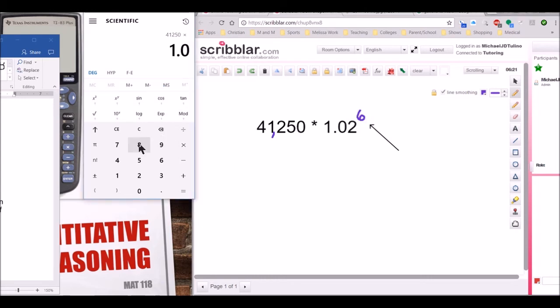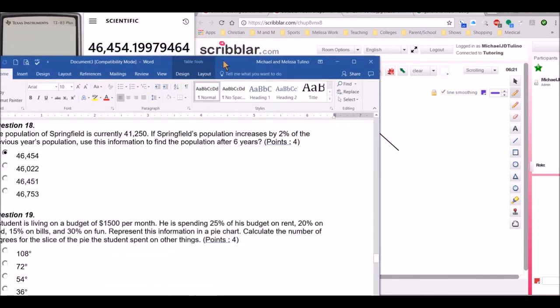And so let's put that in here and check it out. 1.02 raised to the 6th power. Order of operations will tell us, or the calculator, to do the exponents first. And we end up with the same answer. There we go. All right.